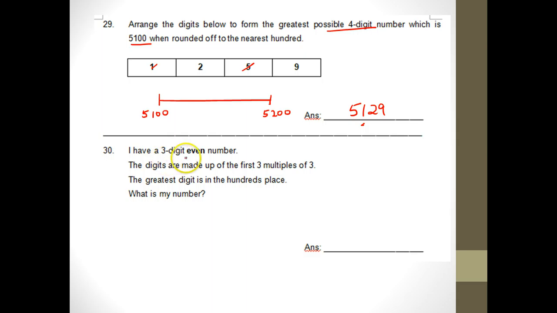Question 30. I have a 3-digit even number. The digits are made of the first 3 multiples of 3. So it's 3, 6, 9. So the number must be made up of these. The greatest digit is in the hundreds place. So I know 9 is in the hundreds place. I'm left with 3 and 6. So I need an even number. So 6 must be in my ones place. So that means my digit 3 must be in the tens place. So it's 936.